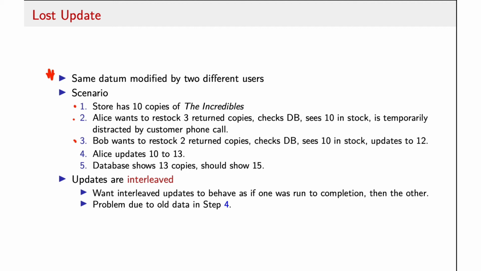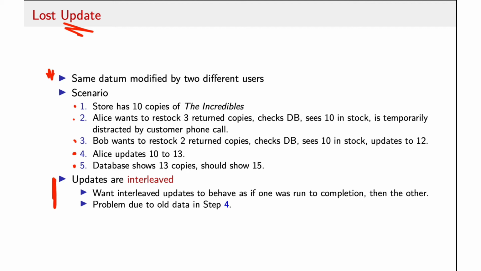Now Alice gets done with her phone call and she goes back and updates the database to say that there are now 13 copies of The Incredibles in stock because she's going to put 3 back in stock. So now we have a situation where we've lost an update, right? Bob's update setting the database to have 12 copies of The Incredibles has been overwritten by Alice's later update by setting it to 13. So the database should show that we have 15 copies of that movie in stock, but it only shows 13.